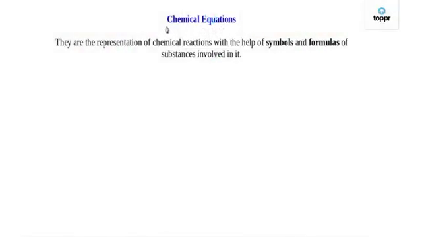Learned about chemical equations. They are the representation of chemical reactions with the help of symbols and formulas of the substances involved in the chemical reactions. So it is very important for us to learn the symbols and the formulas of the substances involved in a chemical reaction so that we can write down the chemical equations easily.